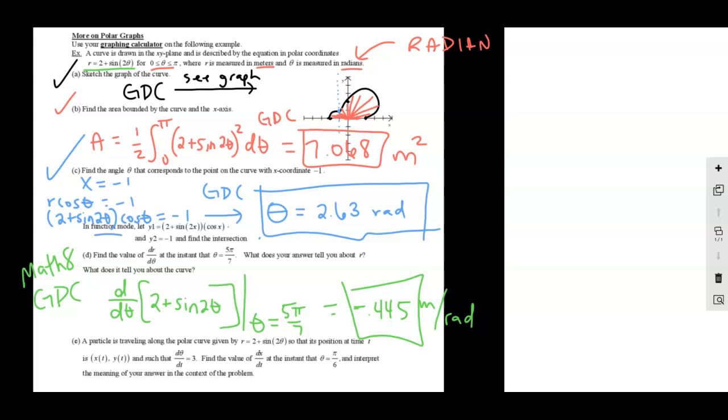We got that dr d theta. We got it 2 different ways. So that's good. But now it says, what does this tell you about r? What does this tell you about the curve? Well, dr d theta was negative.